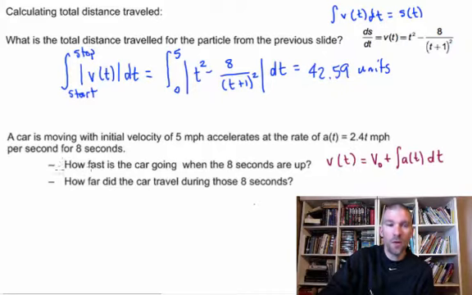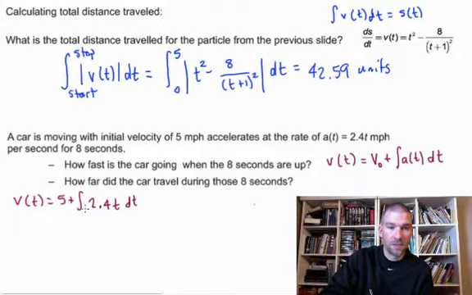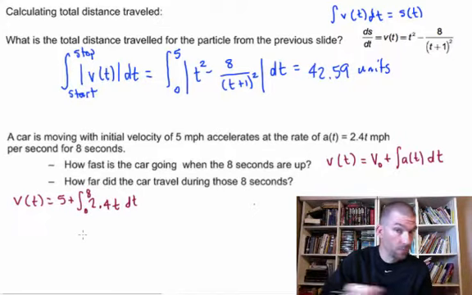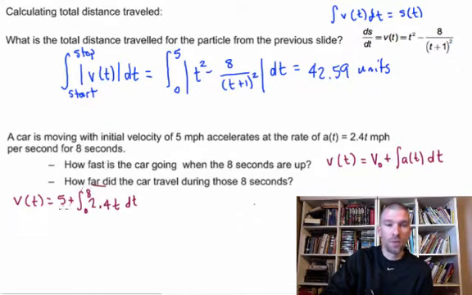If I want to know how fast the car is going when 8 seconds are up, I take that initial velocity. So my velocity is going to be 5, because that's where I started, plus the integral of 2.4t dt. I'm going to evaluate that from 0 to 8, because I assume we started at 0. That's when we start our clock.